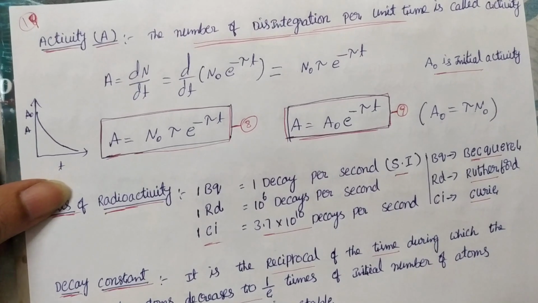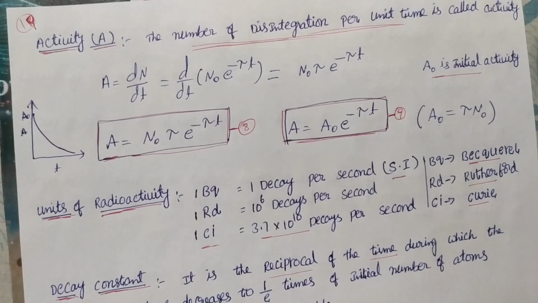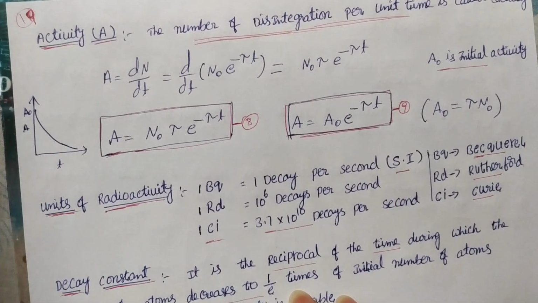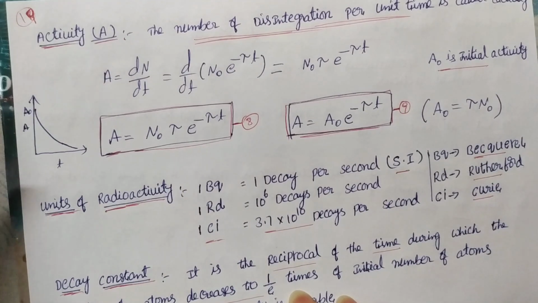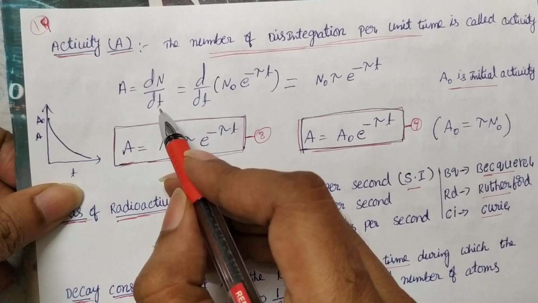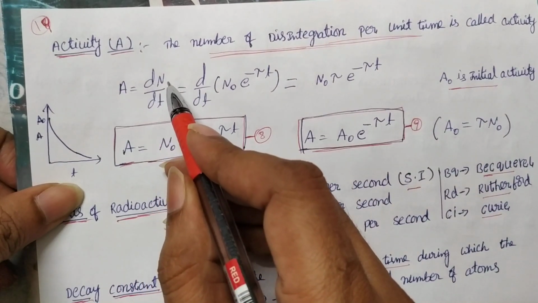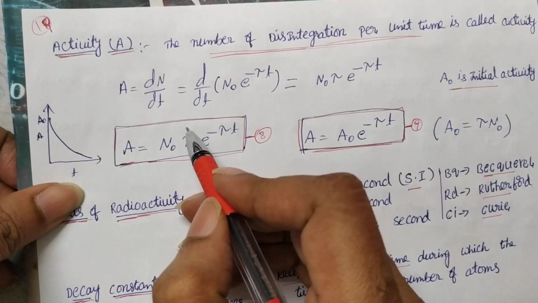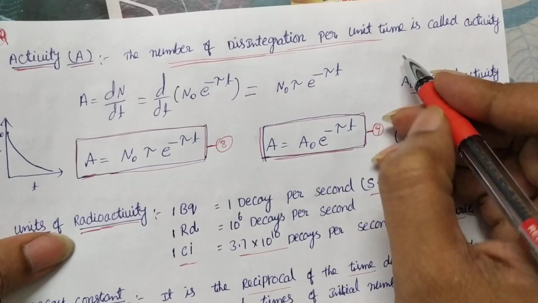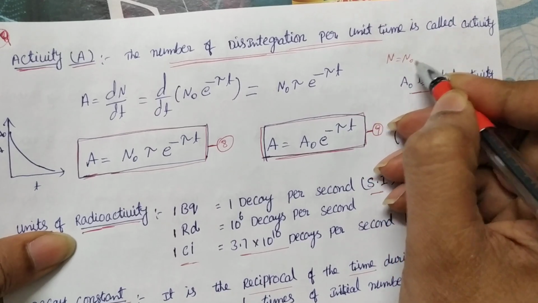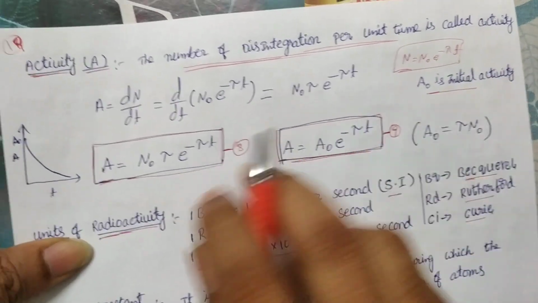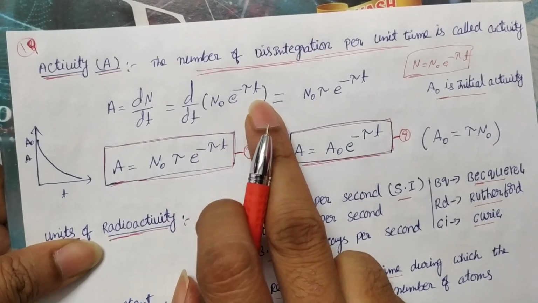There we mentioned activity. What is activity? Within 1 second, how many disintegrations, or how many nucleons of the parent nucleus convert into daughter nucleus, that is what you call activity. So activity is nothing but dN by dt, change in number of nucleons by change in time. And what is N? Using the radioactivity formula, N is equal to N naught e power minus lambda t, we can write it here.